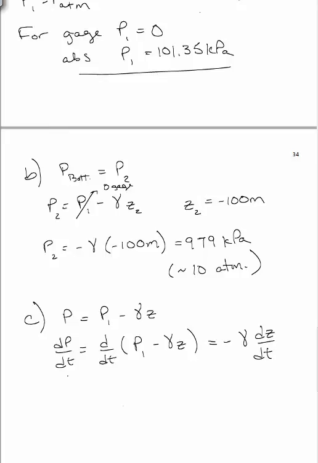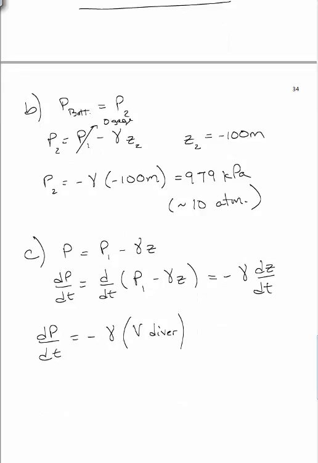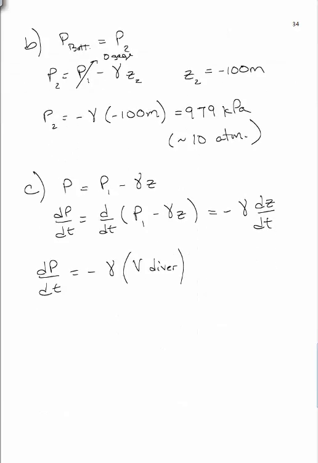Okay, so our rate of change of P is equal to minus gamma, our velocity of the diver. All right, if the diver's going up, pressure's going to go down. If the diver's going down, pressure's going to go up. All right, and this is important for the bends, basically.